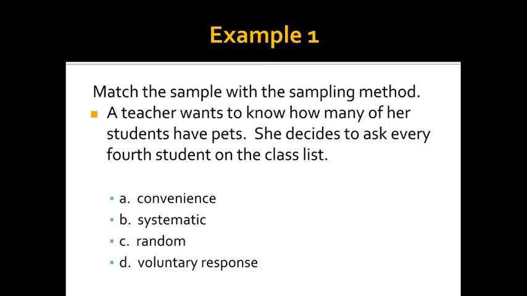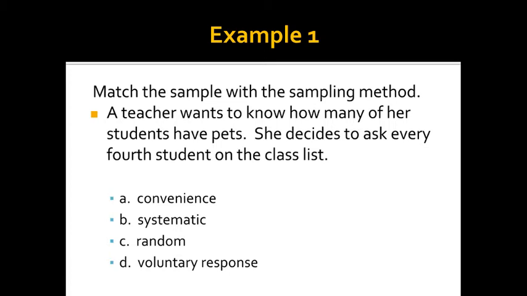So let's see if you can do some of these. So we're going to start doing some examples and see if you can tell me which one it is now that we've gone over some of the types of sampling. So match the sample with the sampling method. A teacher wants to know how many of her students have pets. She decides to ask every 4th student on the class list. So go ahead, take a second and see which one you think it is.